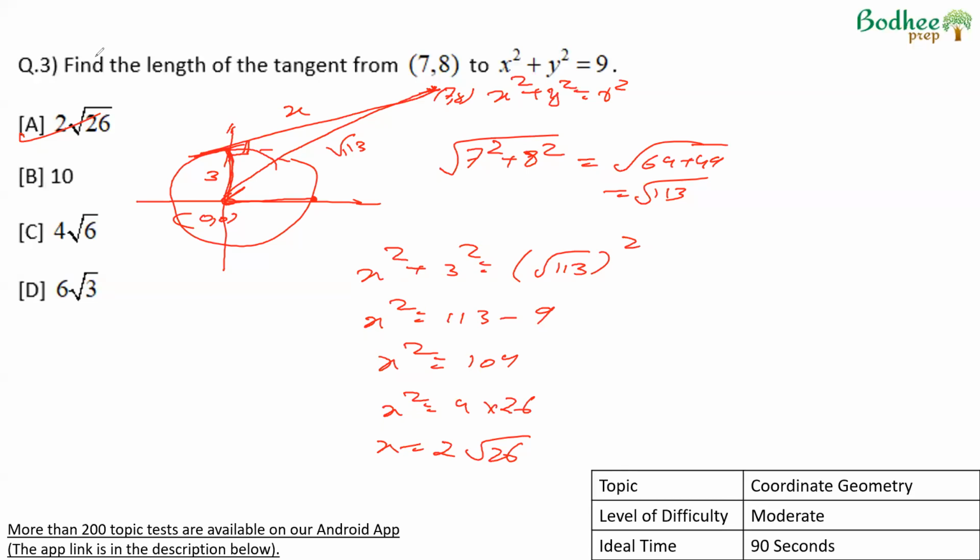I think a moderate level of difficulty. There is no direct formula per se, but if we know circles, this should not be very difficult to understand. And apart from that, even the calculation involved is not very high. So the attempt time would be 1.5 to 2 minutes.